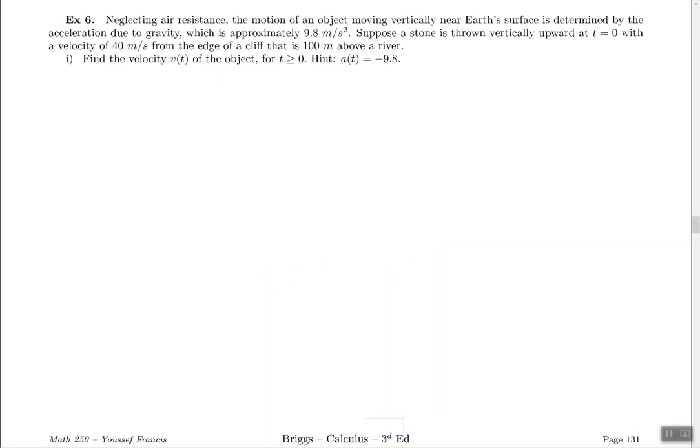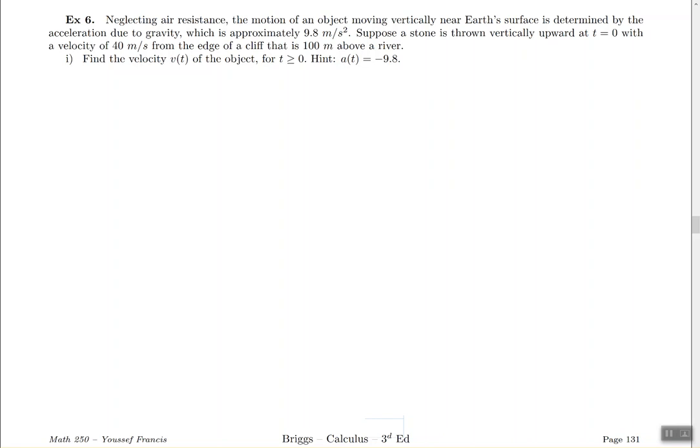So let's take a look now at example number 6. It says, neglecting air resistance, the motion of an object moving vertically near Earth's surface is determined by the acceleration due to gravity, which is approximately 9.8 meters per second squared. This basically says that as you are sitting on the chair or moving on planet Earth, you're experiencing a gravity pull of 9.8 meters per second squared. Now, suppose that a stone is thrown vertically upwards at t equals 0 with a velocity of 40 meters per second from the edge of a cliff that is 100 meters above a river.